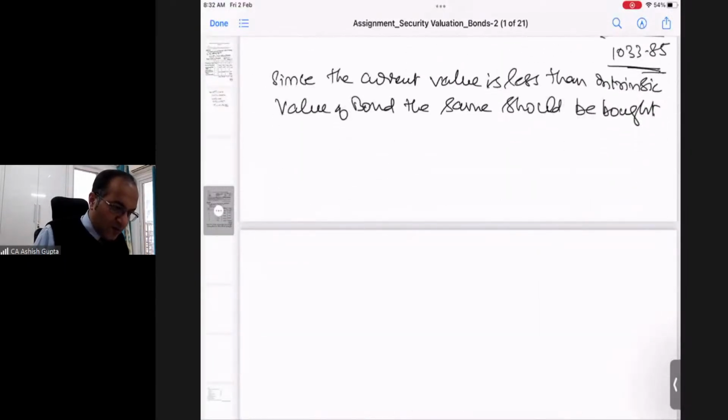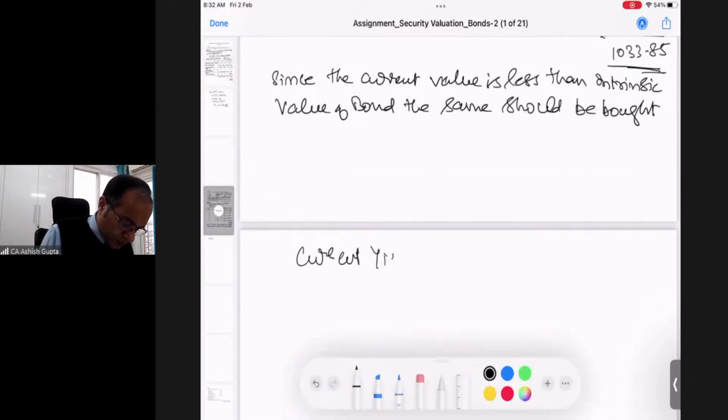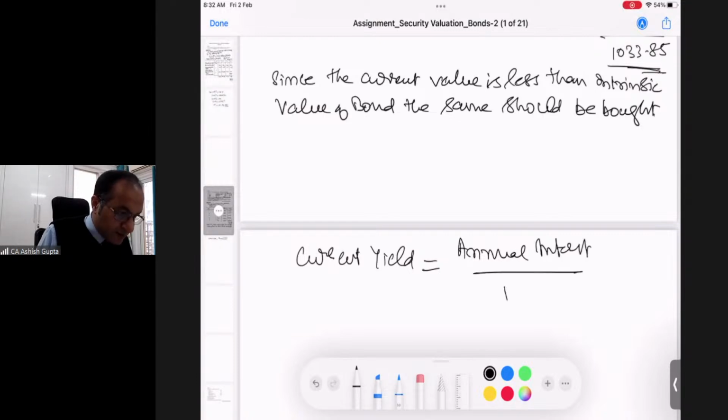Next it says we have to compute the current yield. As I told you, current yield is annual interest upon price. Our annual interest is 150.